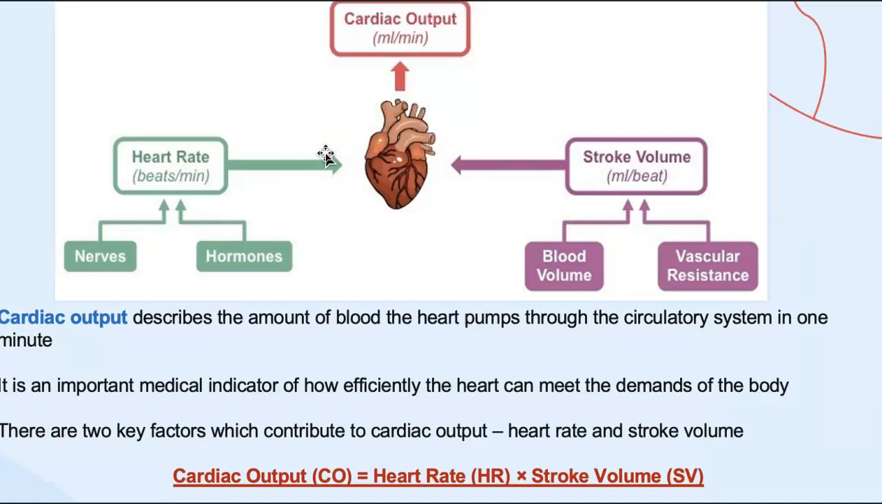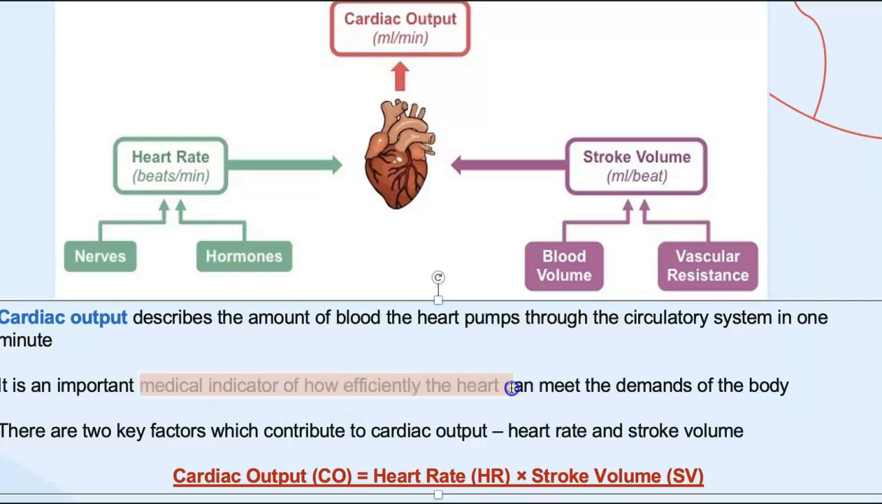What's the cardiac output? Cardiac output describes the amount of blood that the heart pushes through the circulation in 1 minute. So how much blood the heart pumps into the circulation in each minute. Why do we have to know the cardiac output? Because the cardiac output indicates how efficiently the heart can meet the demands of the body. So any problem in the cardiac output, we know that we have an issue with the heart. We have some sort of cardiac disease.